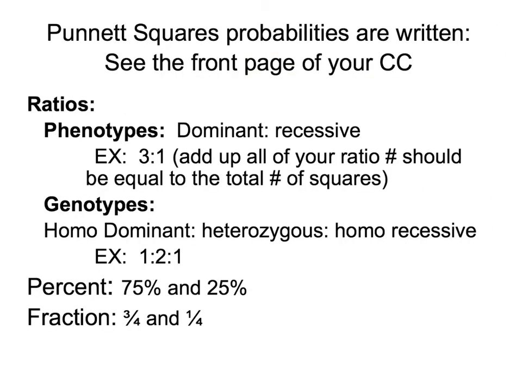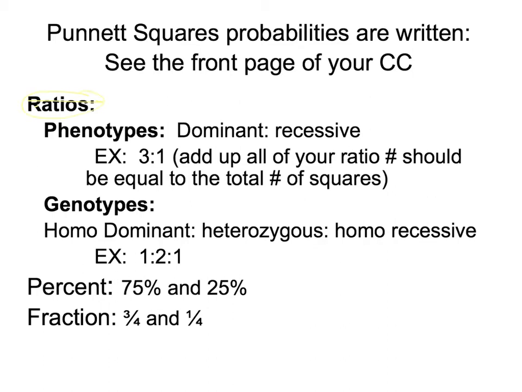All right, the last thing that's really important is to figure out how we can report out our results. So you are going to want to make sure that you have this written somewhere in your CC. There are 3 different ways that you can report your results, and I don't really care which way you do it, as long as you know how to interpret each of these when you see them.